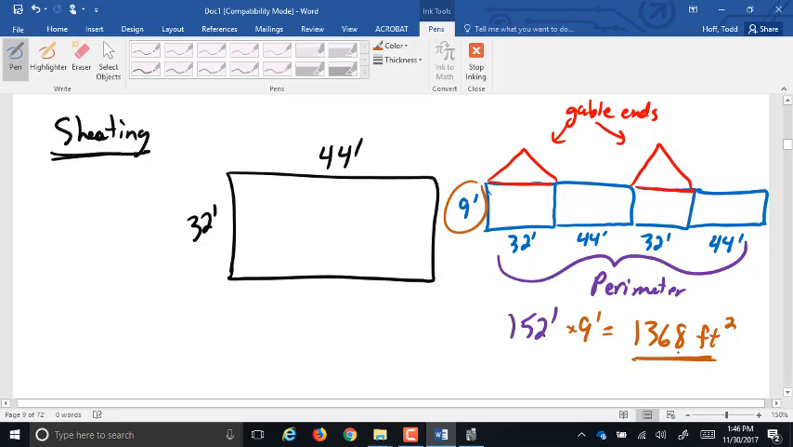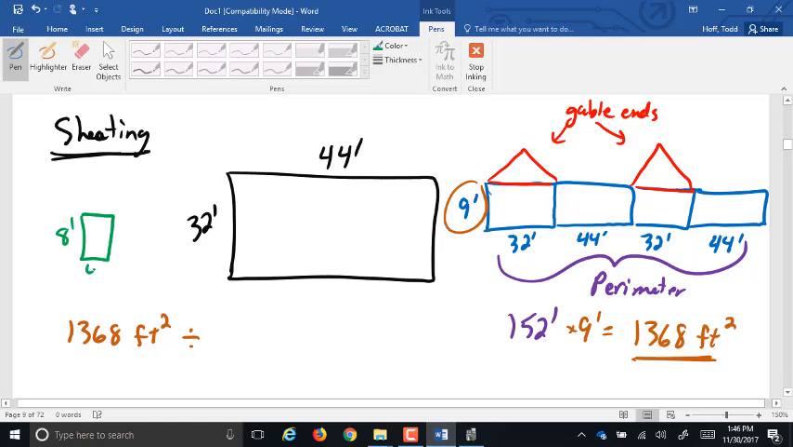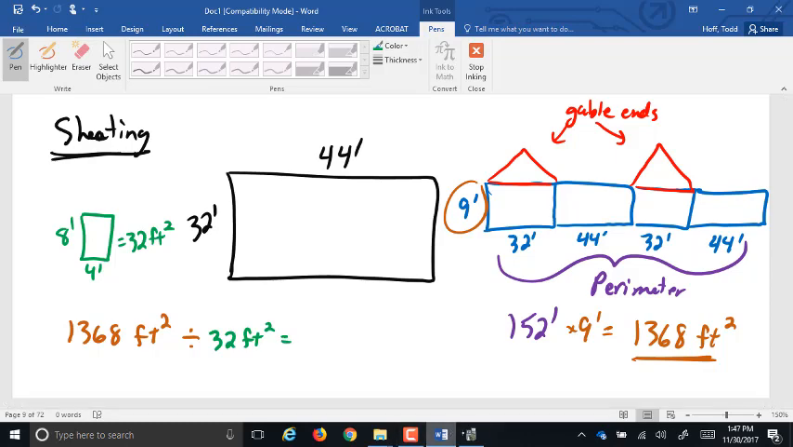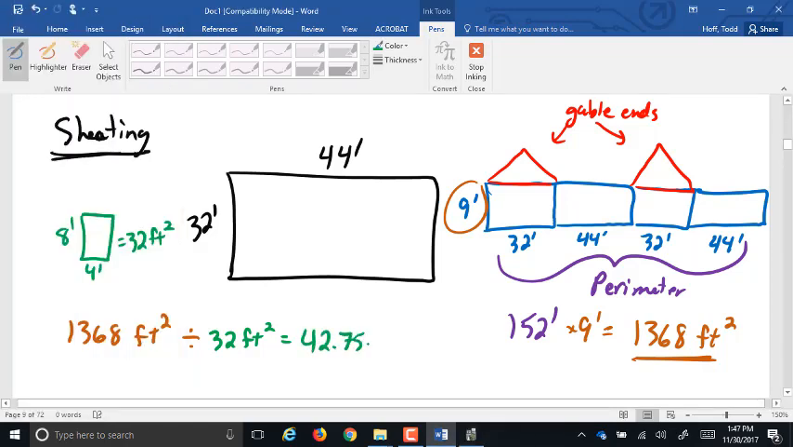Now to figure out how many sheets that's going to take, how big is a sheet? 4 by 8, which is 32 square feet, correct? So you're just going to take that total area and divide by 32 square feet. So 1,368 divided by 32, I get 42.75. And of course, we always round up. That's going to be 43 sheets.